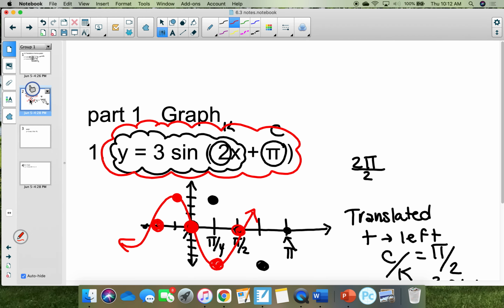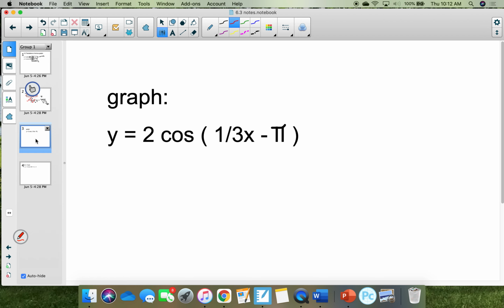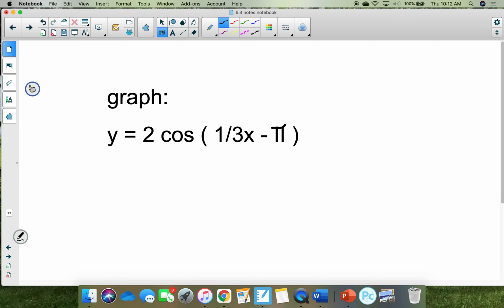Was the first one cosine? The first one was sine. So this one's going to be cosine. Same identical thing. Today you're going to just bubble in what you would have done in 6.2. So you're going to do that first.